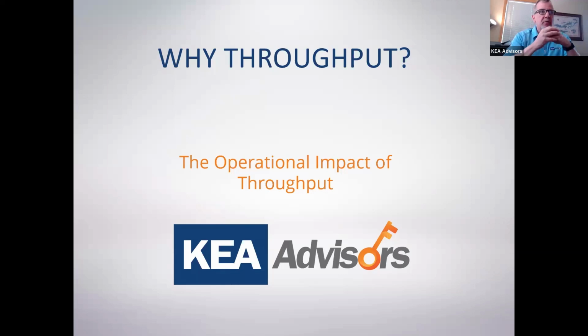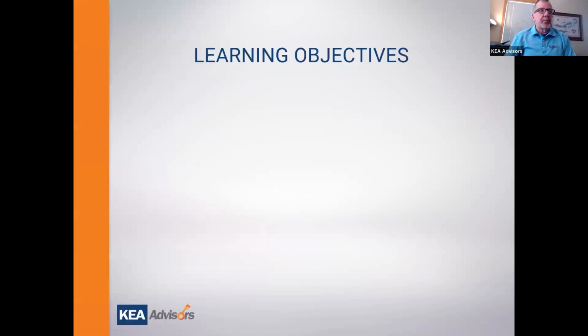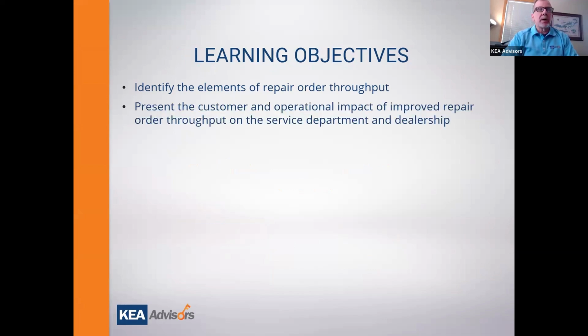I'd like to spend a few minutes this morning with you visiting about throughput, the time it takes for a repair order to go from start to finish, open of the repair order to closing of the repair order in your service department. We're going to spend some time speaking about several items regarding throughput. First of all, what are the elements of repair order throughput? We'll talk briefly about those. And we're going to talk about the customer and the operational impacts, both to your customer and on your business.